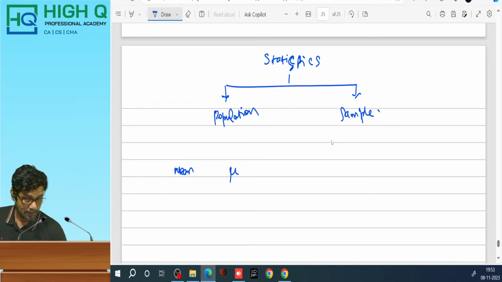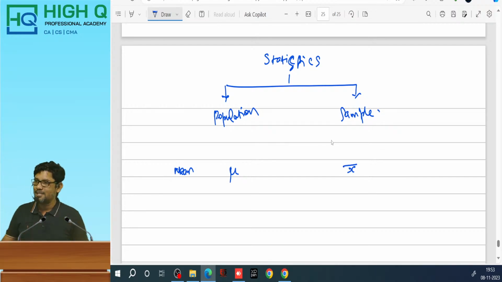Mean, mu. Then if it is a sample, we denote mean as x bar. That means we are dealing with samples. When we are dealing with the population, we put mu. When we deal with the sample, we put x bar.